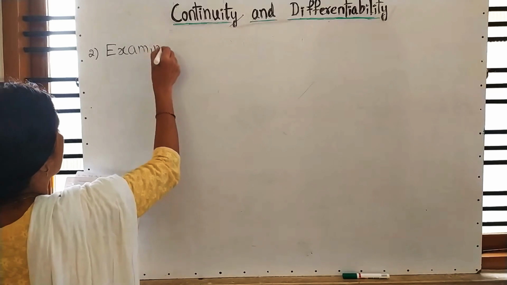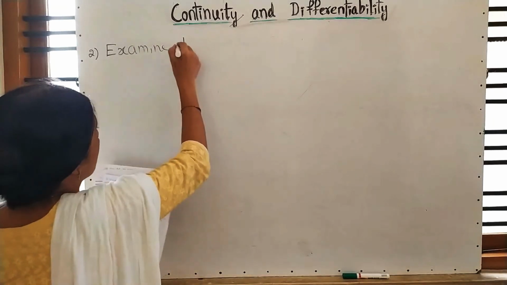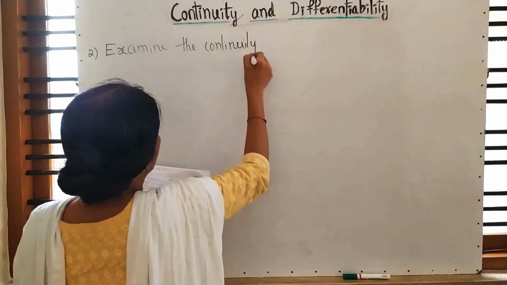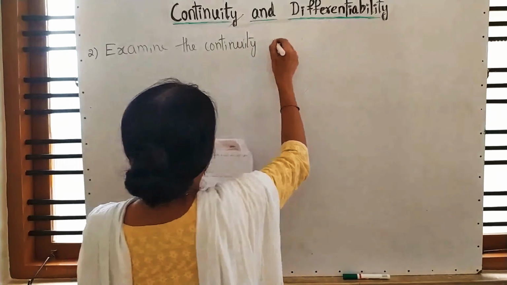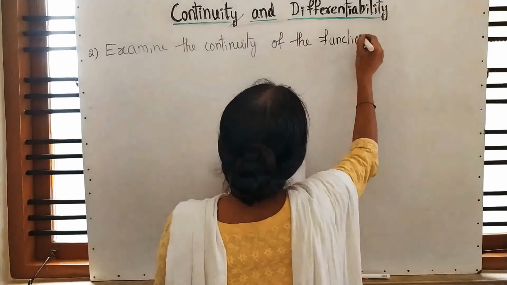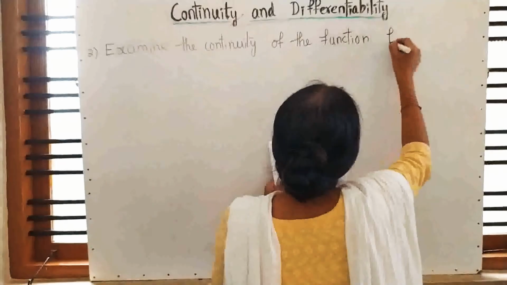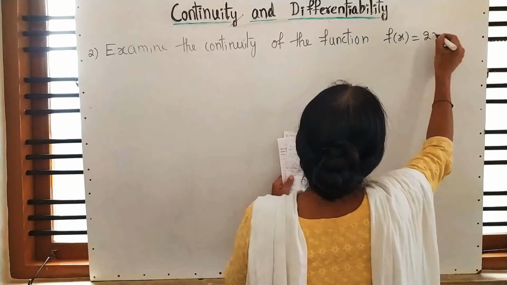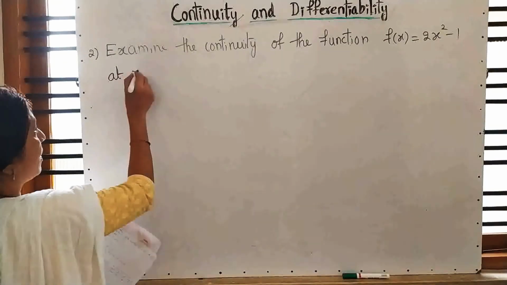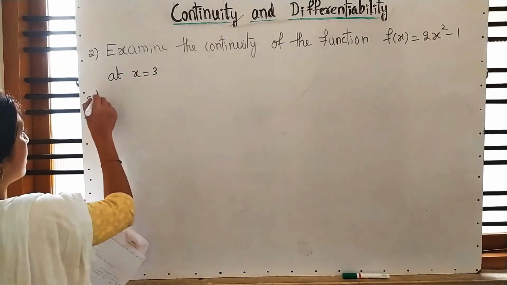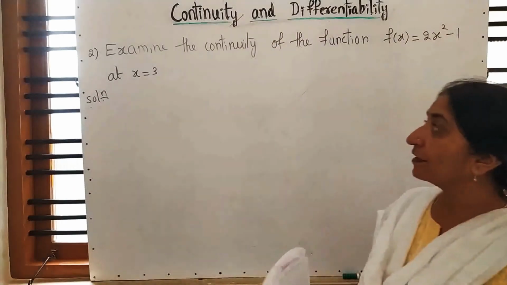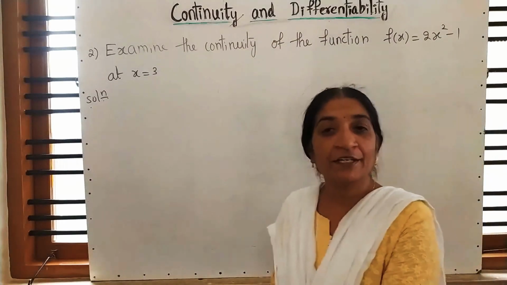Examine the continuity of the function f of x is equal to 2x square minus 1 at x is equal to 3. Yes, the students are very happy because by seeing the problem only they know the answer. What is the answer? Is it continuous or what? Yes, it is continuous. Why?